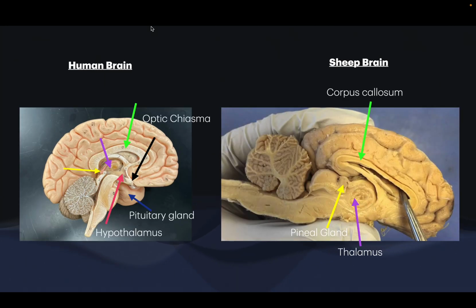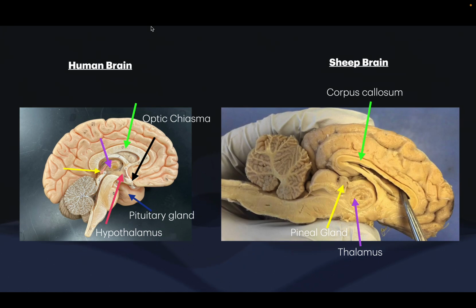Here are a few additional structures that are required for the lab exam, starting off with the optic chiasma, which is depicted with that black arrow. The next one is the corpus callosum, which is depicted with that neon green arrow. This one's fairly easy to identify as it's that thick band that's inside of the brain.